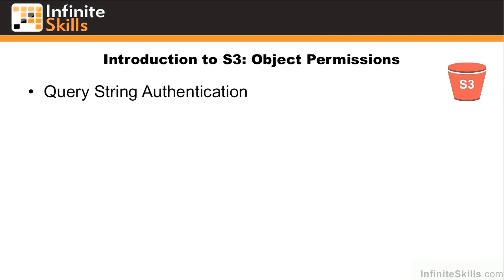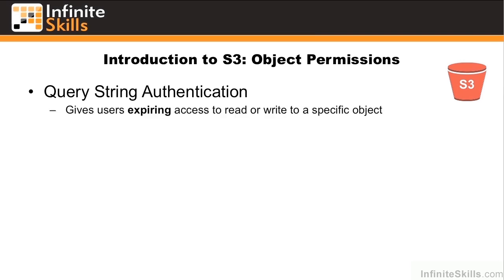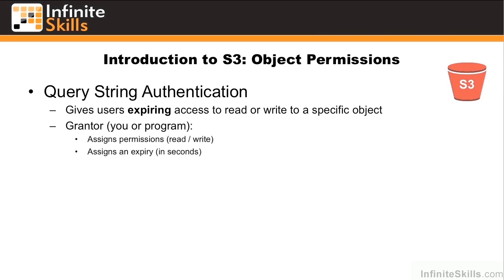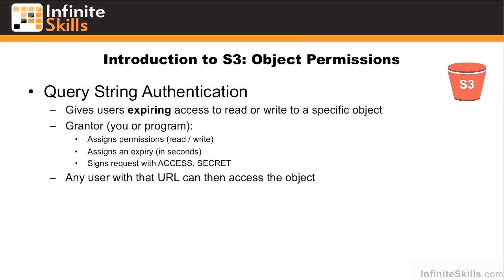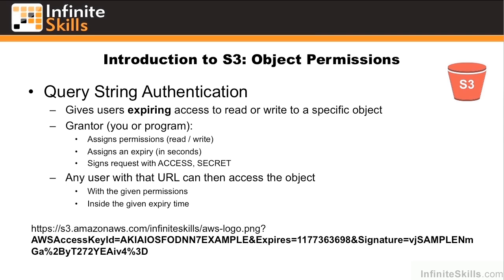The final form of authentication is query string authentication. This gives users expiring access to read or write to a specific object. The grantor, whether that be you or an application, assigns permissions such as read and write, and assigns an expiry in seconds. It finally signs the request with access and secret keys. Any user with that URL can then access the signed object with the given permission inside the given expiry time. This is essentially what a signed request looks like. You can see here that we have a signature at the end.